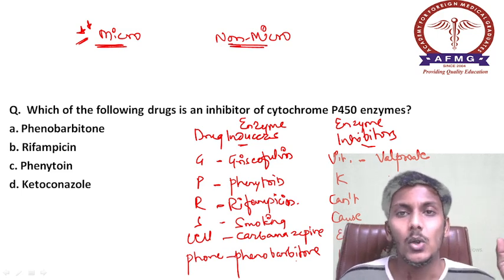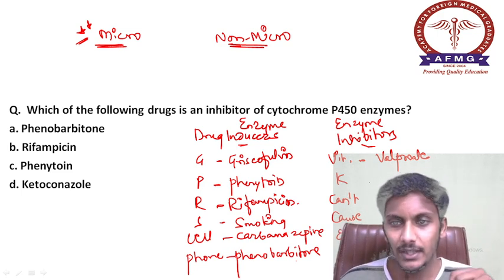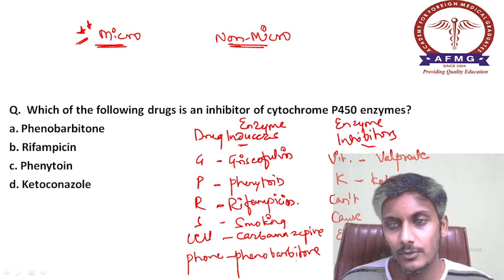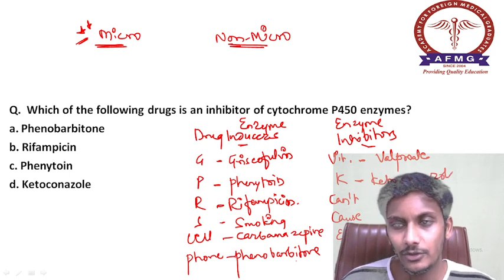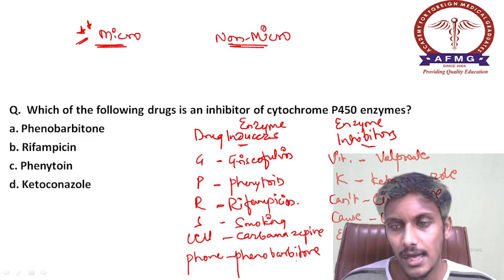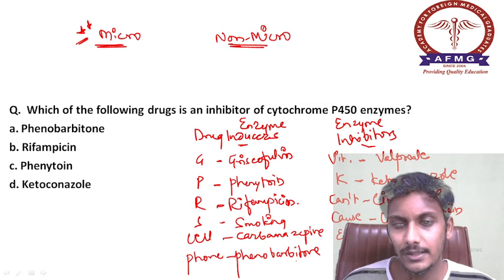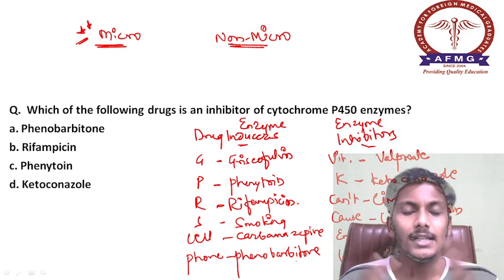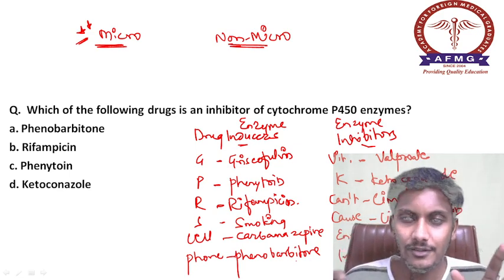V goes for valproate. Okay, K goes for ketoconazole, which is an antifungal drug. K goes for ketoconazole. Can't, C, goes for cimetidine. Cause goes for ciprofloxacin. Enzyme goes for erythromycin. Okay, it goes for erythromycin. And inhibition goes for isoniazid. Okay, so please remember the mnemonics, both of them you have in front of you now.